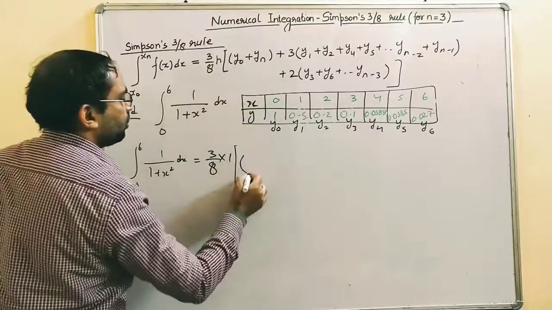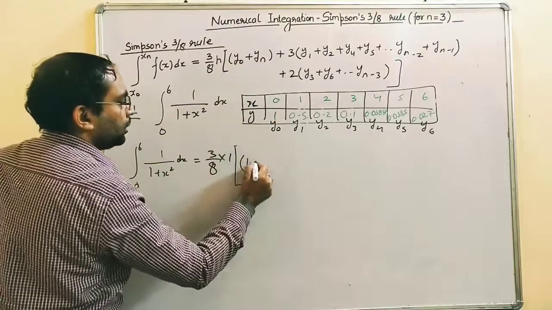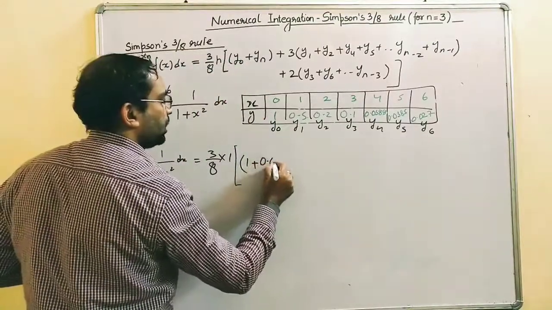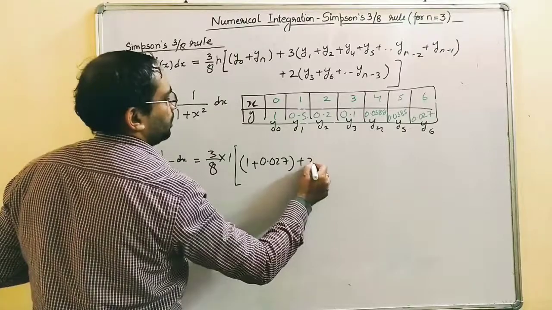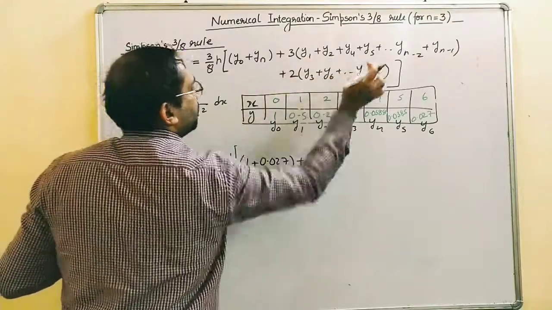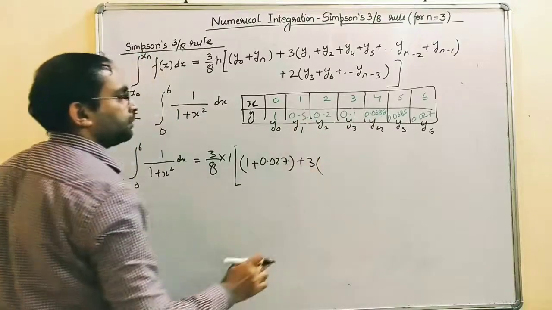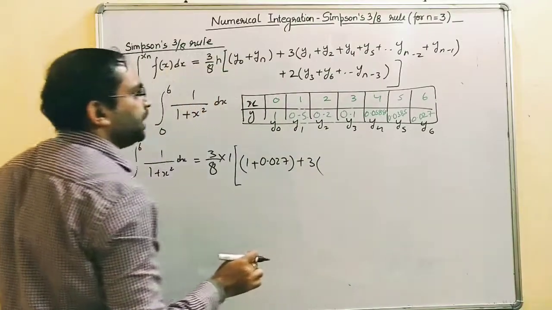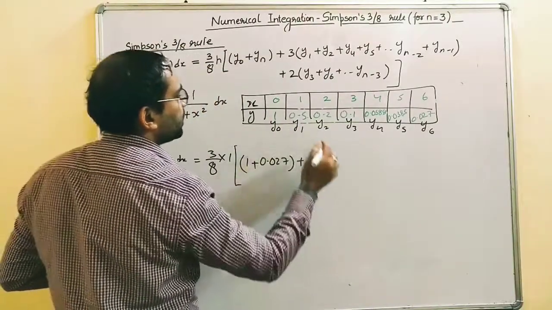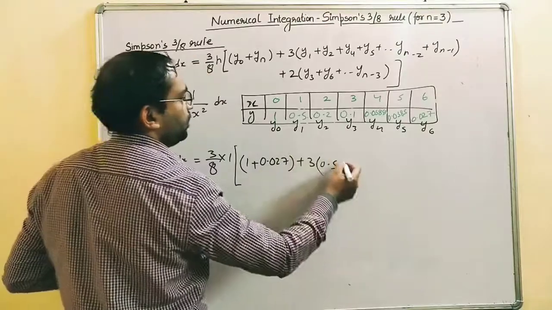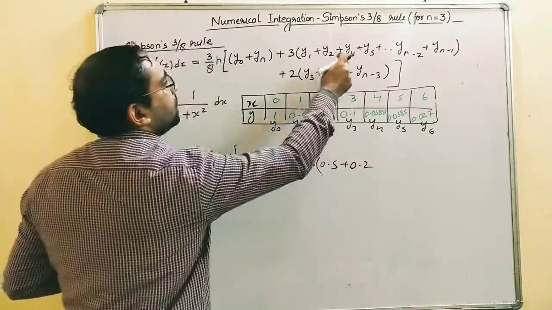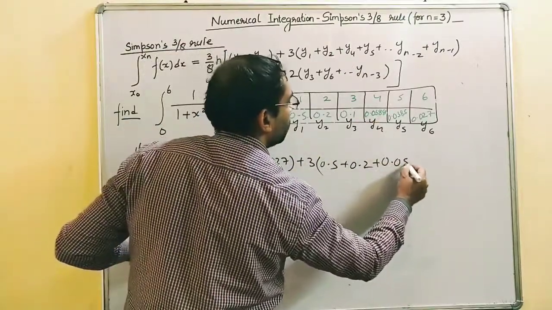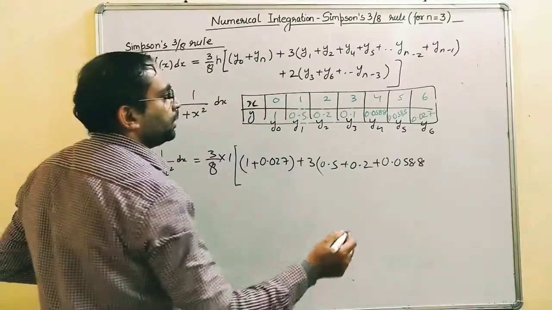Now inside, y0 plus yn. What is y0? y0 is 1 plus yn, the last value in the table. This is y6, so this is 0.027, plus thrice of y1, y2, y4, y5. So we have these values y1, y2, y4 and y5. Now what is y1? y1 is 0.5. What is y2? 0.2. What is y4? y4 is 0.0588. What is y5? y5 here is 0.0385.